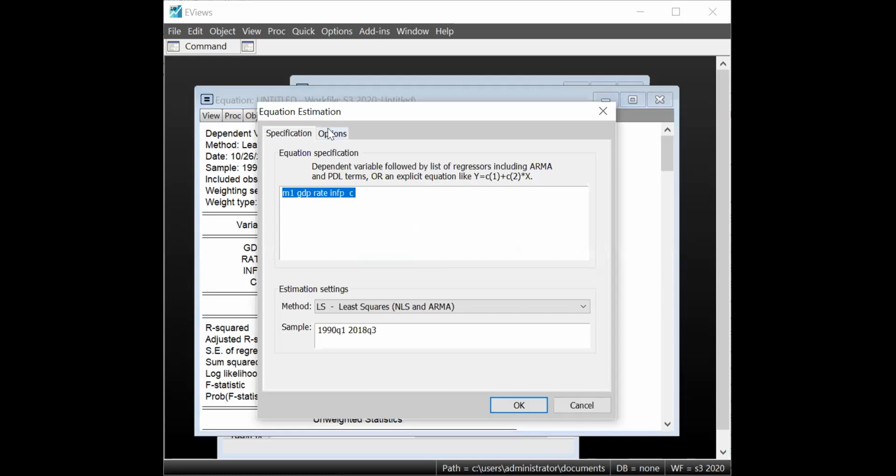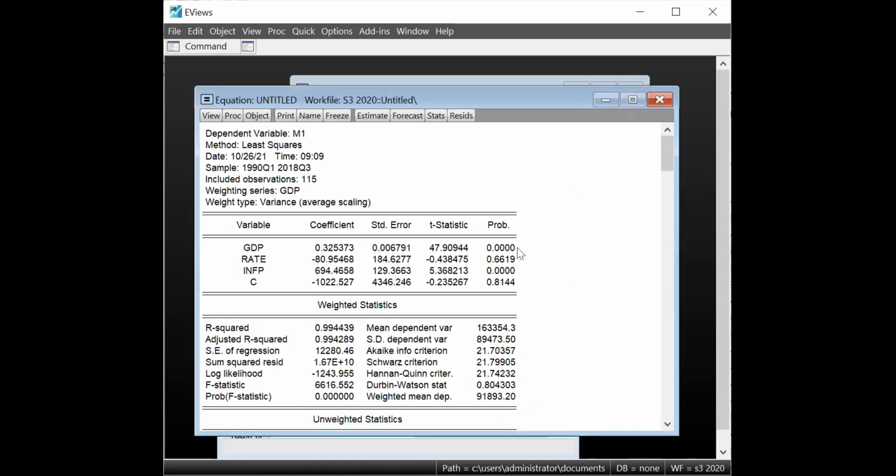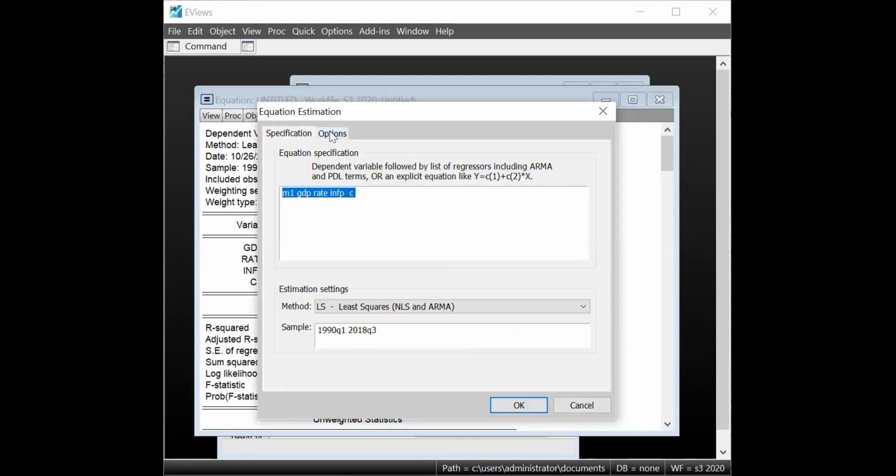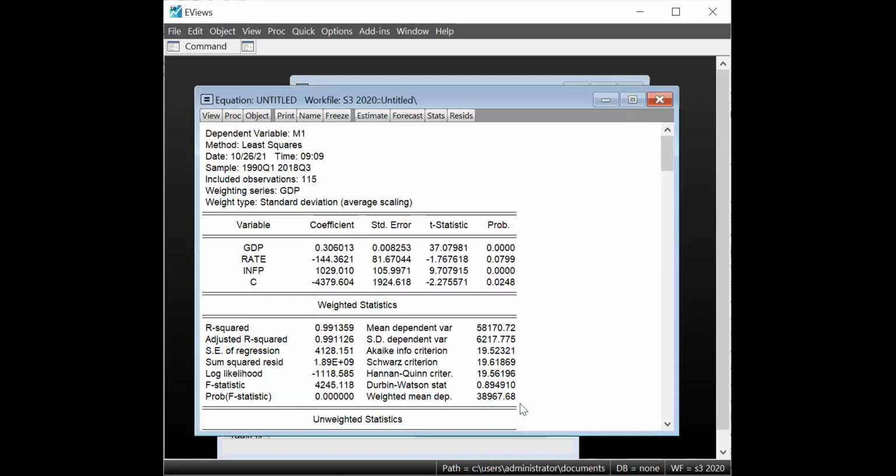Okay, if we estimate by variance, variance is not as good as this one. So the best one is the standard deviations. Yes, we have a more appropriate one.